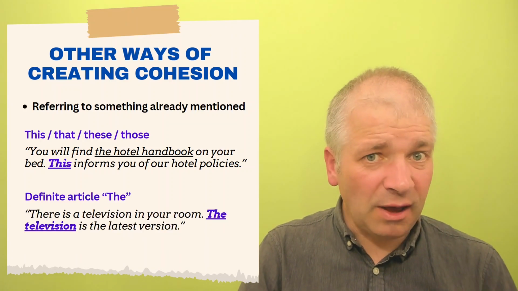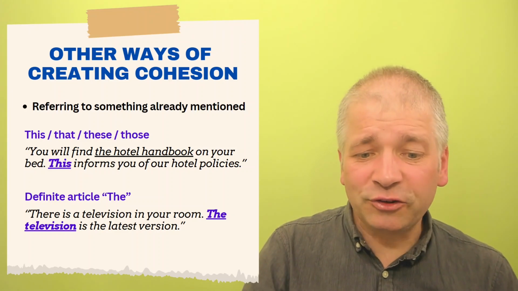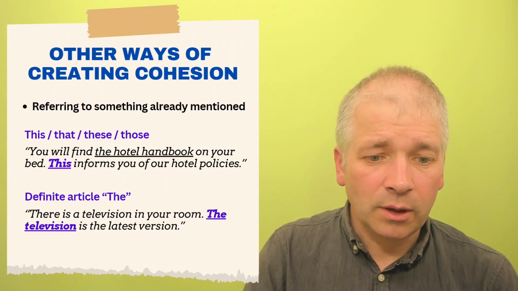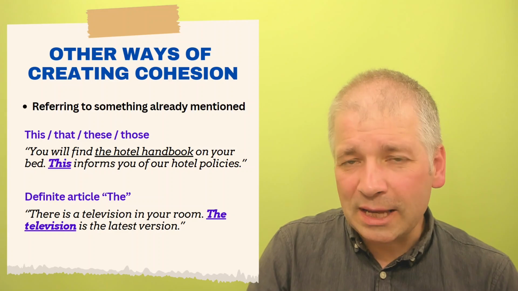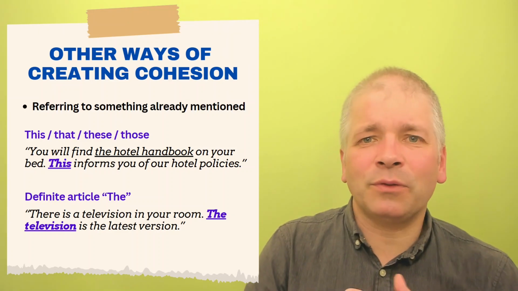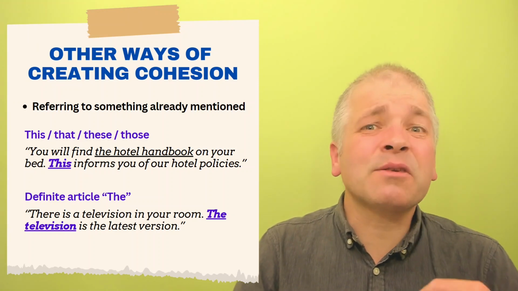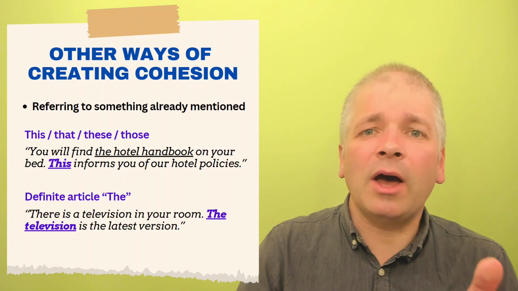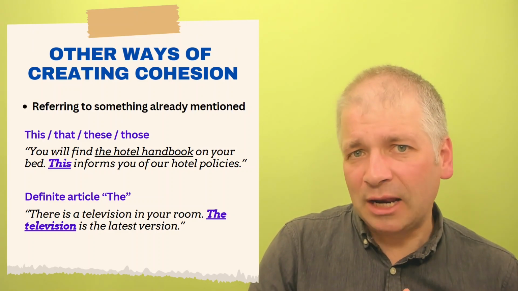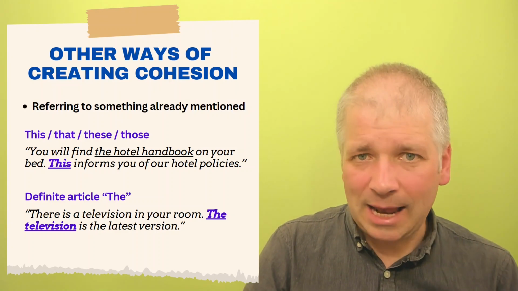We can also use the definite article the. Look at the example below. There is a television in your room. The television is the latest version. So we have the television mentioned twice. The television tells me to think about the noun that was mentioned before and that it's the same noun. We mentioned a television in the first sentence, and when we repeat it with the television, we're telling the reader or listener it's the same television again.